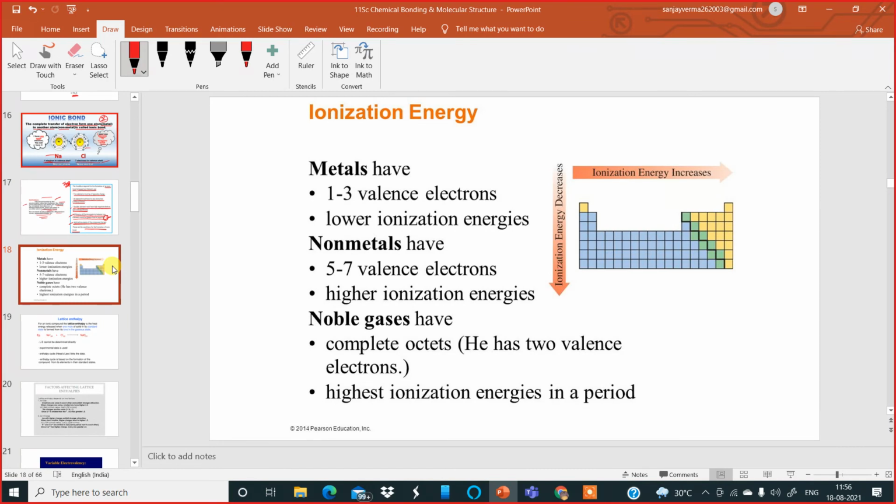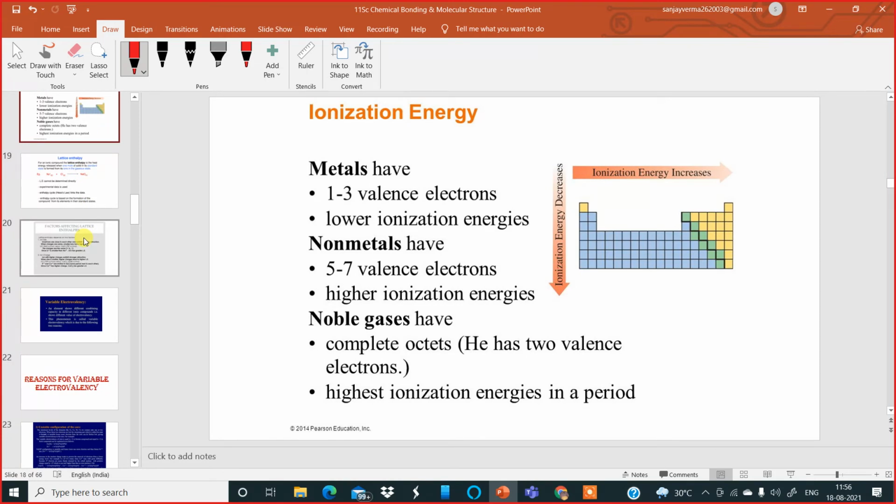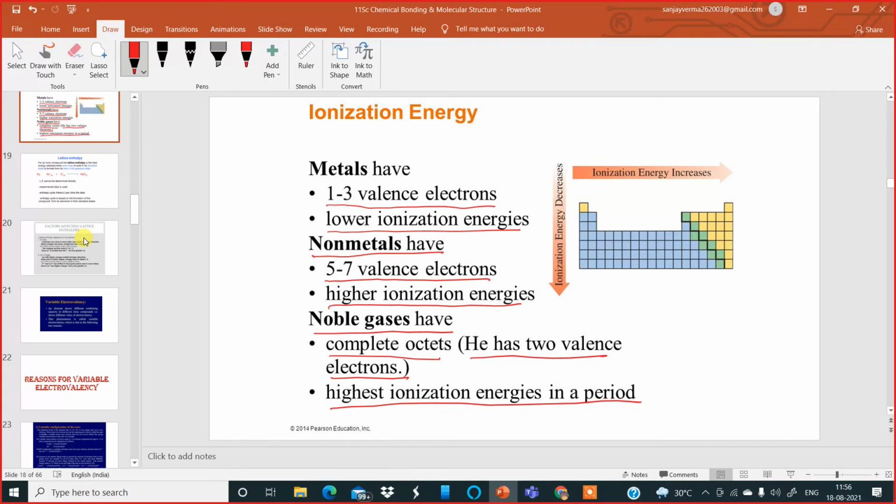Now with regard to ionization energy, if you look at it on your screen, metals generally have 1 to 3 valence electrons with lower ionization energies, so that is good. Non-metals have 5 to 7 valence electrons, higher ionization energy as well. Noble gases have complete octets. Helium has 2 valence electrons, highest ionization energy in a period. So for the formation of an ionic bond, the required conditions: metal should be there, non-metal should be there.